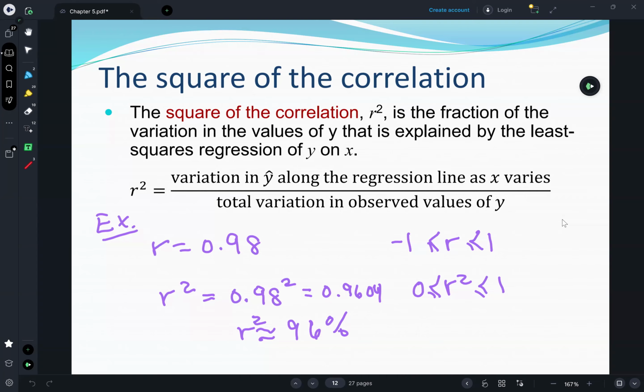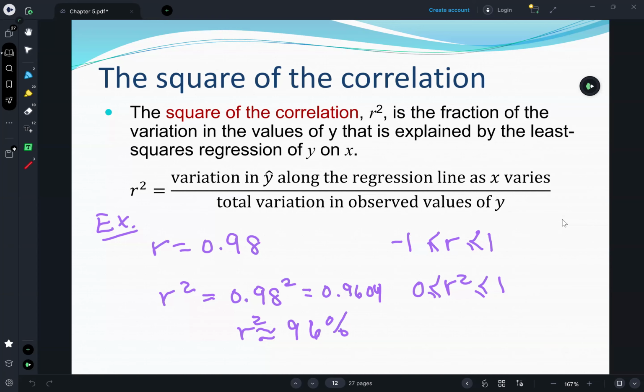Let's suppose r equals 0.98, just like in our example at the end of chapter 4. To get r squared, we simply square it, and we get 0.9604 or 96%. Most often, r squared is expressed as a percentage between 0 and 100%. If r is a value between -1 and 1, then r squared, once we square that value, must be a number between 0 and 1. And that's why we can express it as a percent.